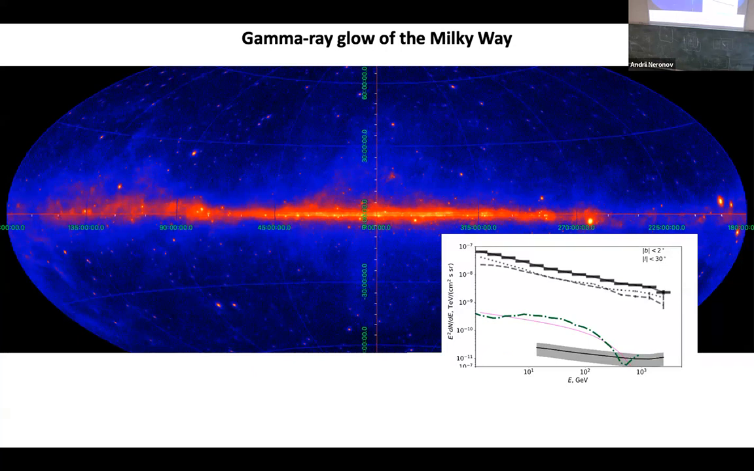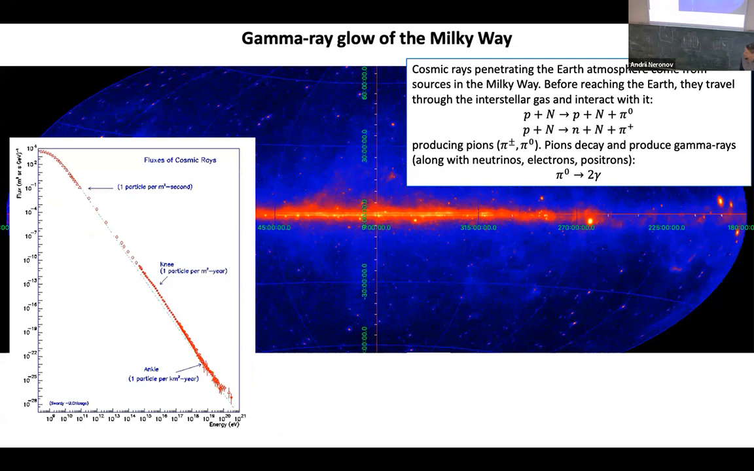is glowing. The disk of the Milky Way is glowing as a whole, right? The origin of this glow is that there are cosmic rays that we detect here on Earth. But before reaching the Earth, the cosmic rays were produced in some sources in the Milky Way. We don't know which are those sources. They have traveled through the interstellar medium. While traveling through the interstellar medium, they were bumping into the interstellar gas made of protons.